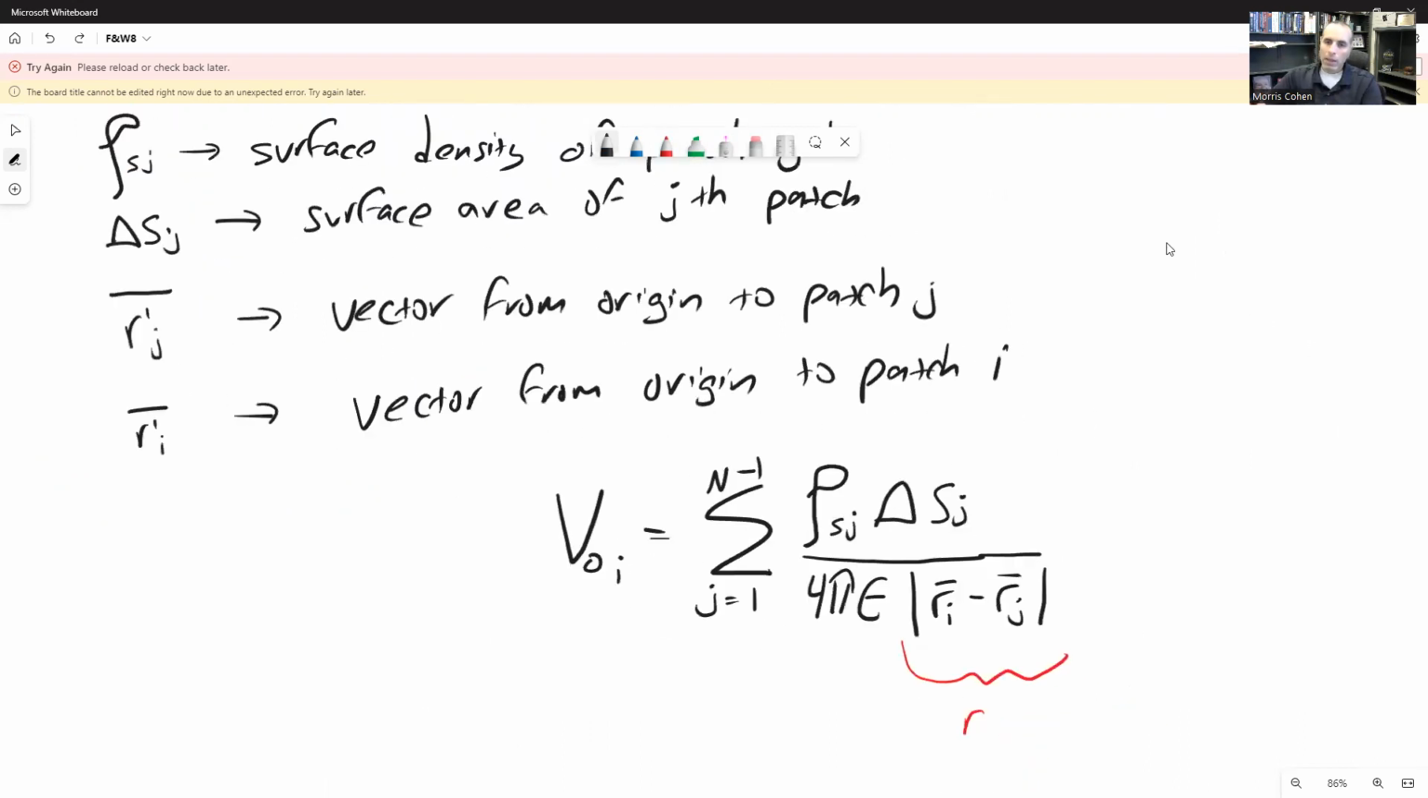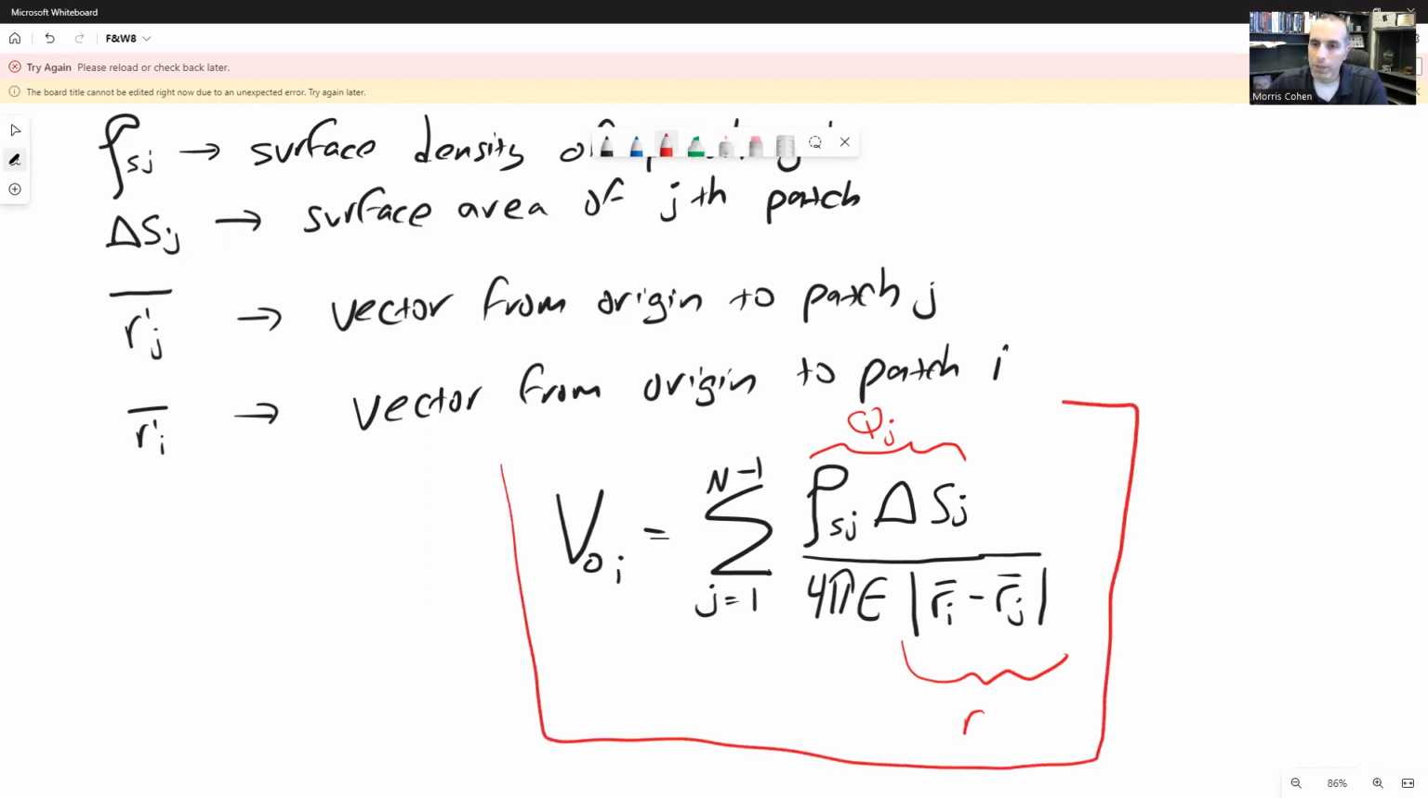All right. And then rho Sj delta Sj, this basically is the total charge in the jth patch. Right? This is our replacement for Q of the jth patch. Right? And we're adding up the contributions of all of the other patches on patch I. And so that's going to be this contribution, and V0I is going to be the total voltage that we expect on the ith patch from all the others together.